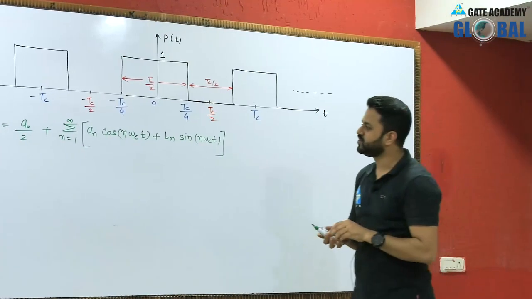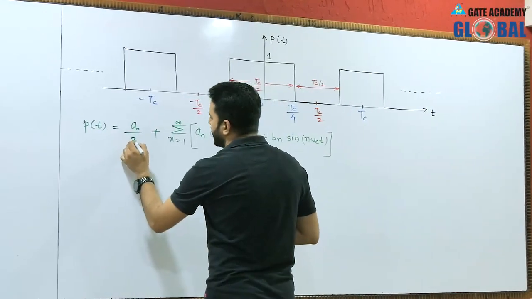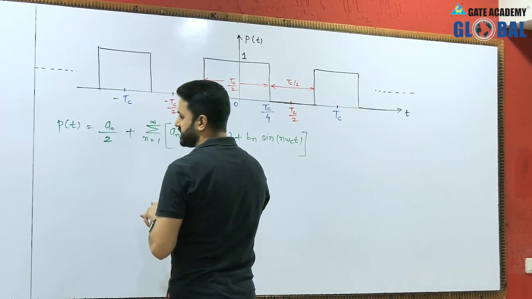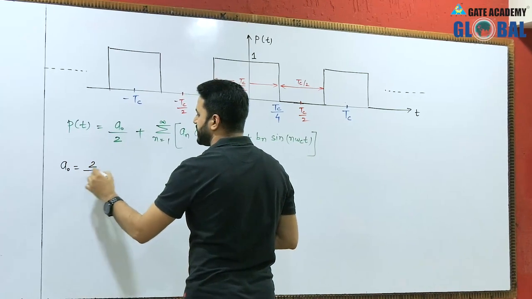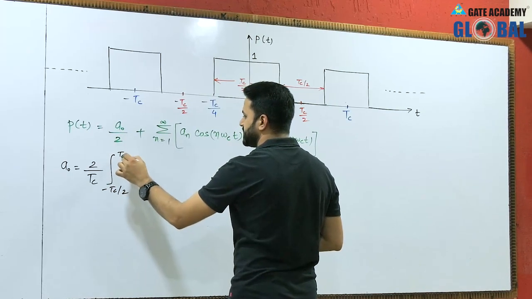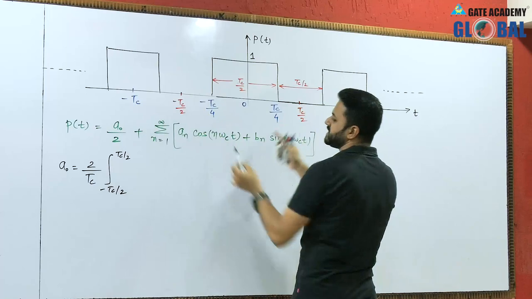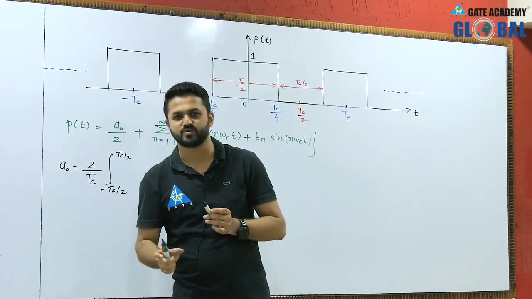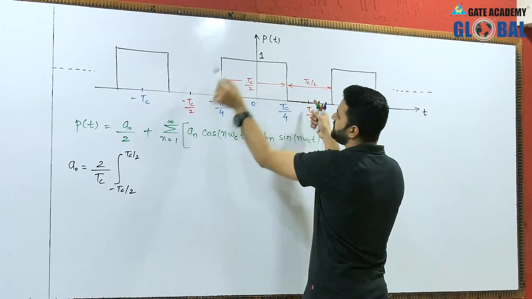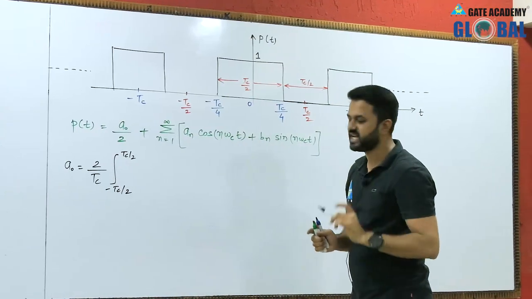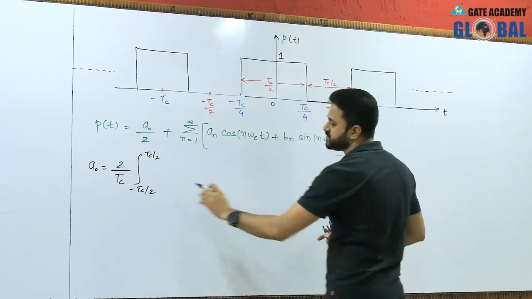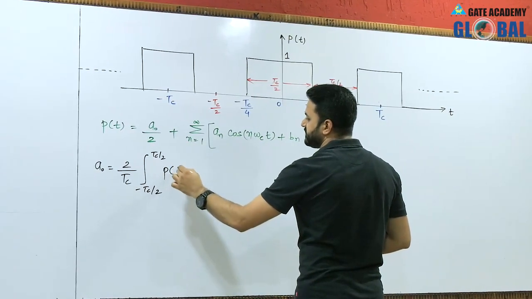So we have to calculate the values of a0, an, and bn, and you have studied this in Signals and Systems. So we will calculate the value of a0. a0 is 2 upon the time period. The time period is Tc. Integration over the time period, that is minus Tc by 2 to Tc by 2. This is the integration limit. The limit should be such that one time period is covered. If we take the difference between these two, we get one time period. So the integration limit should be such that one time period is completed, and the signal itself, which is p(t) dt.